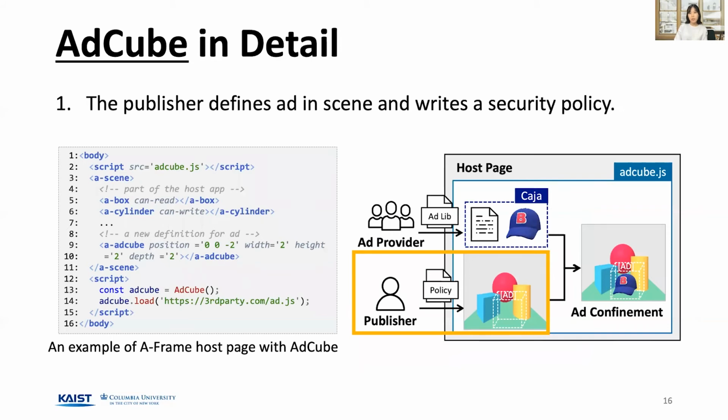The following example illustrates an HTML code of a WebVR host. The publisher defines an ad entity using the AdCube tag. This tag has 4 attributes which specify the location and size of the ad. AdCube also provides a security policy that allows an ad script to read and write to entities belonging to the first party. The example code indicates that the ad script can read information such as the location of the box and modify the cylinder with write permission.